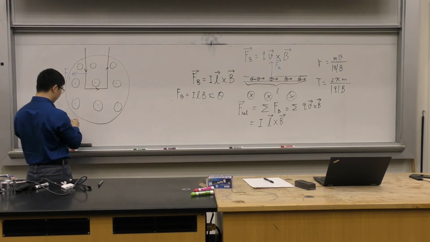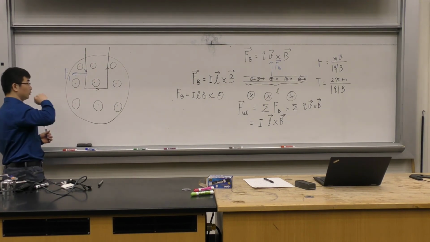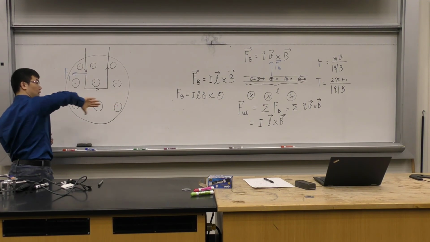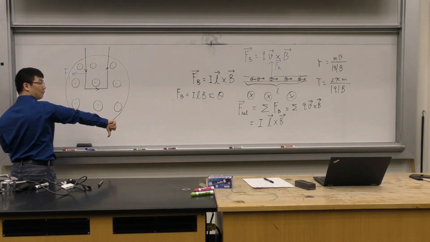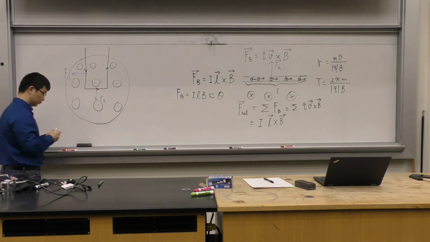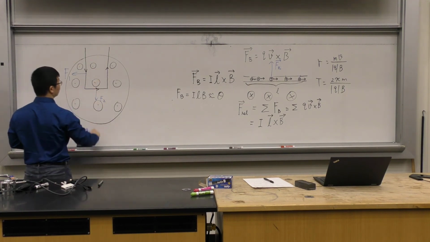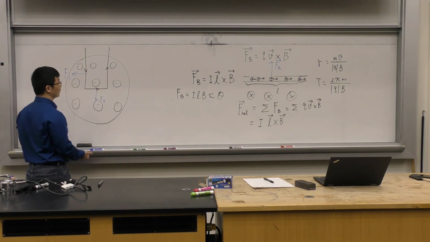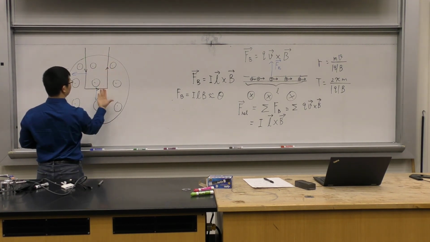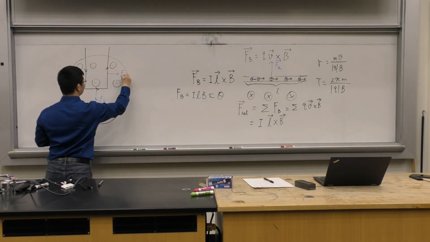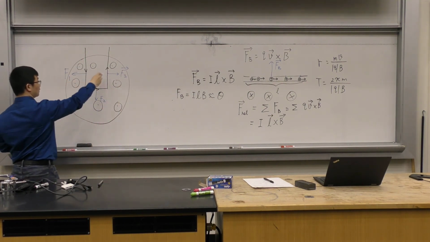What about the bottom segment? You're still going to do I toward B, because B is out. This is a little bit hard to do, but I toward B gives a thumb that is down. Let's call this F2. Now what about this segment? Current is up, magnetic field is out of the page, I toward B, so this segment is going to feel a force in that direction. Basically you're going to add these three vectors together.